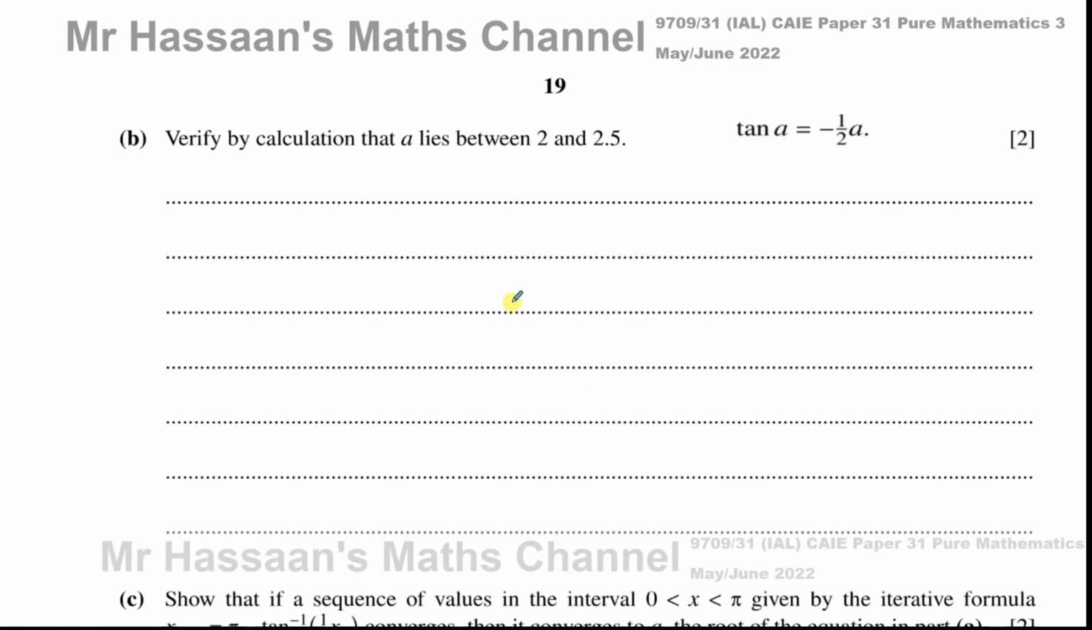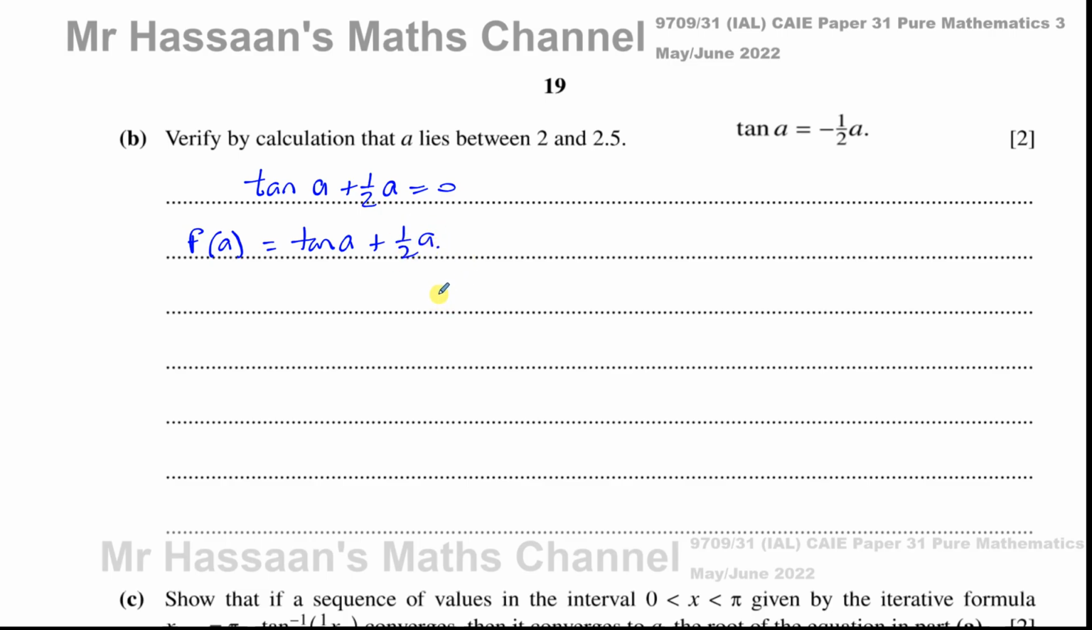So if we want to find the value of A by using iteration, then we have to deal with this equation. Now, to prove that the root A lies between 2 and 2.5, the first thing is you take the equation that you've formed and equate it to 0. So you add half A on both sides, and I'm going to write this as the function f(A) equals tan A plus a half A.